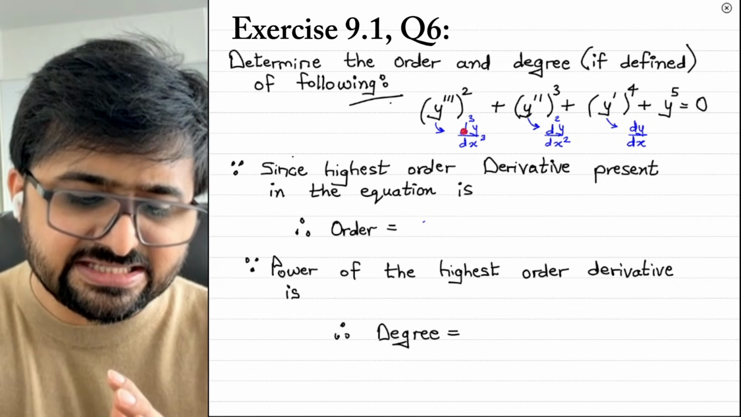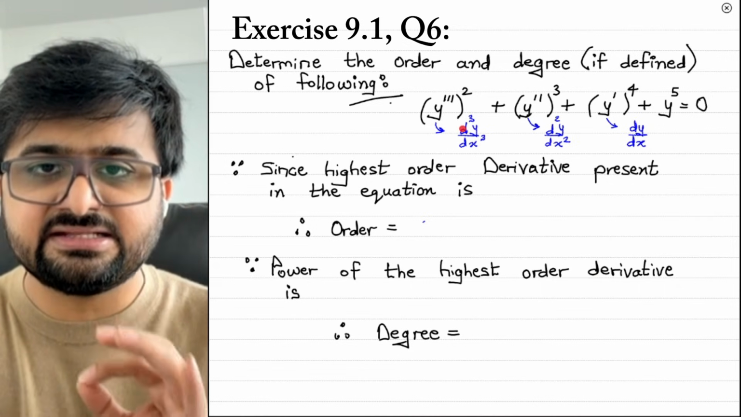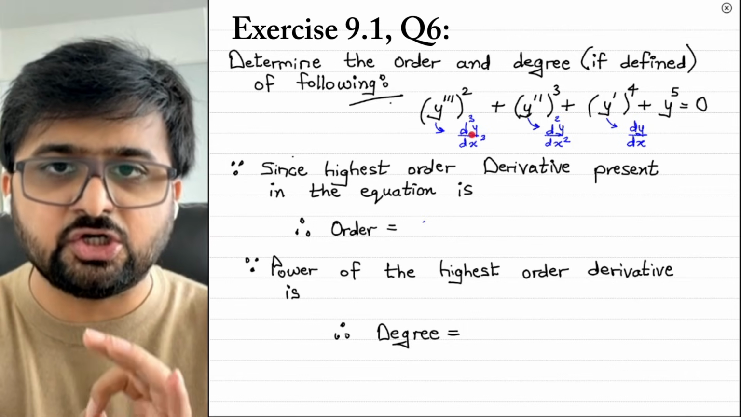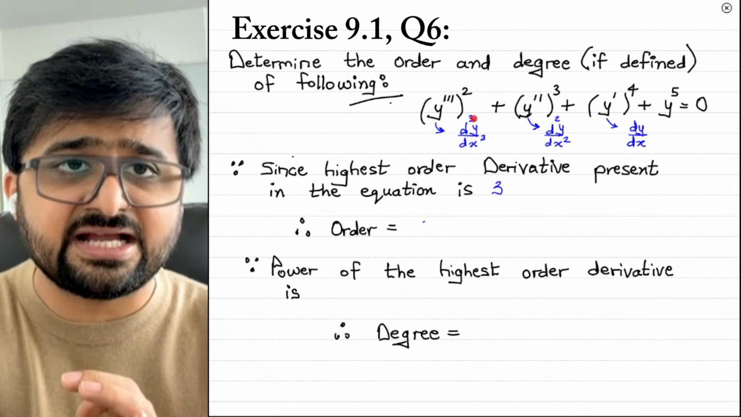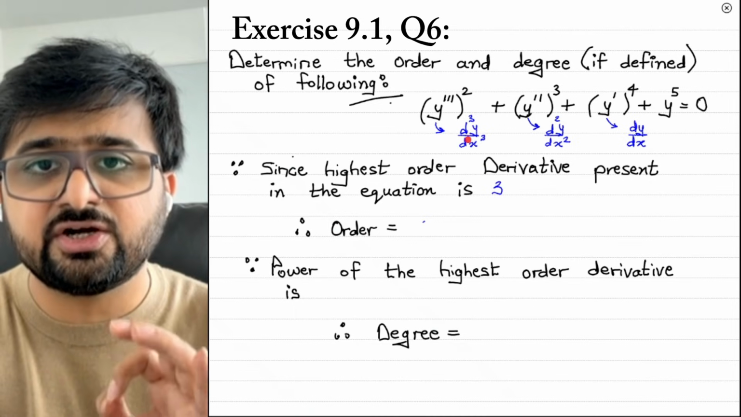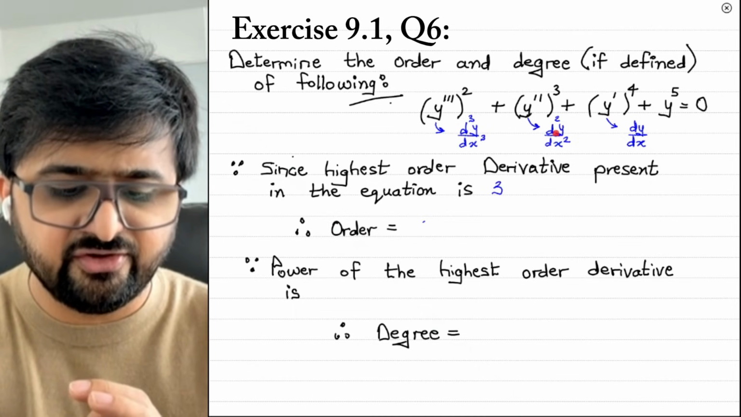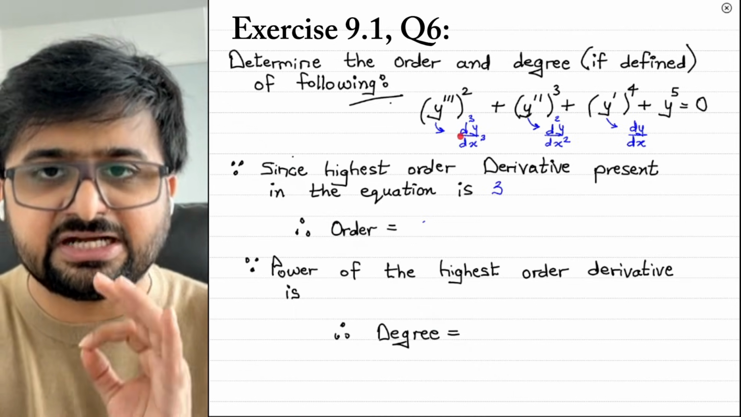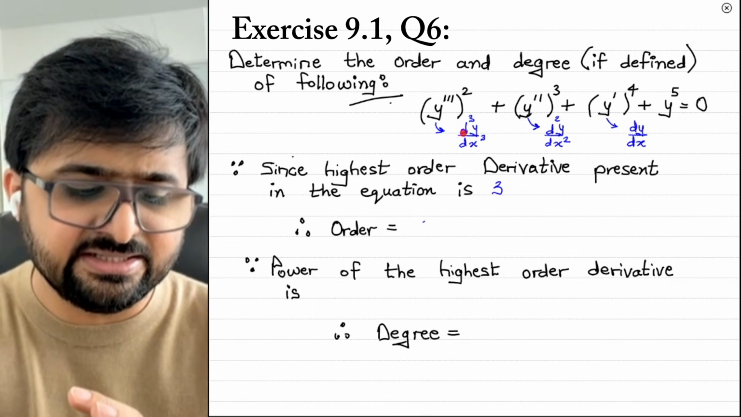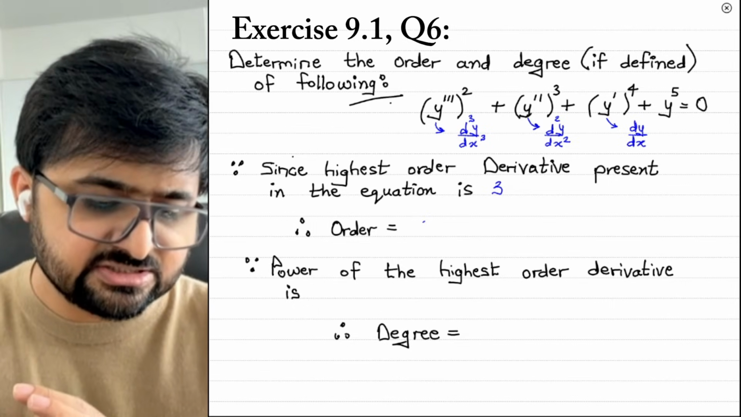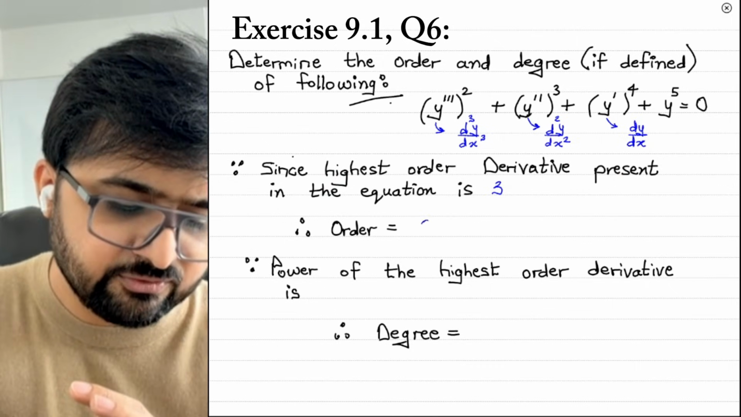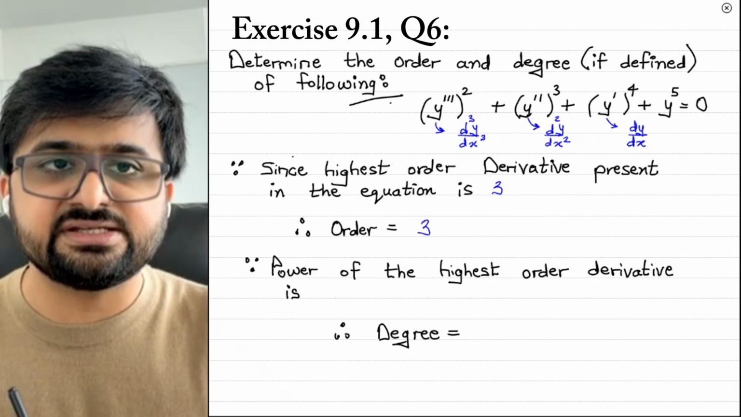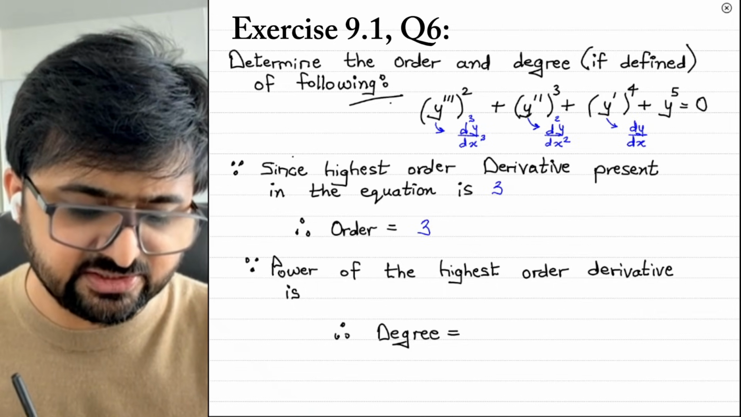Since the highest order of the derivative present in this differential equation is 3, the order of this differential equation is 3, because we have the third order, second order, and first order derivatives. So the highest derivative order present is the third order derivative. Therefore, the order of this differential equation is 3. I hope that's clear so far.